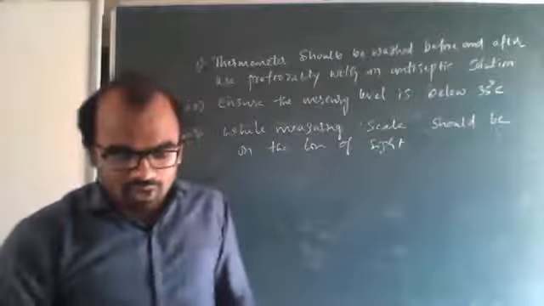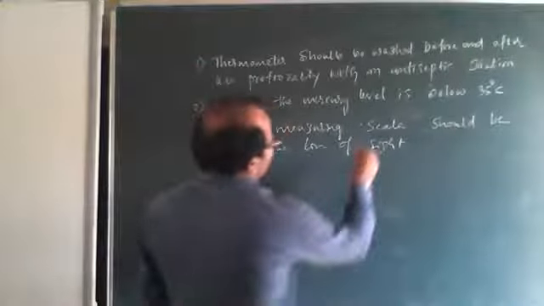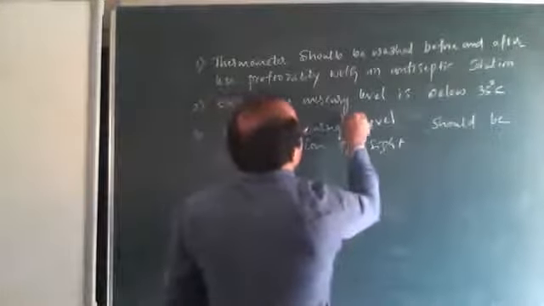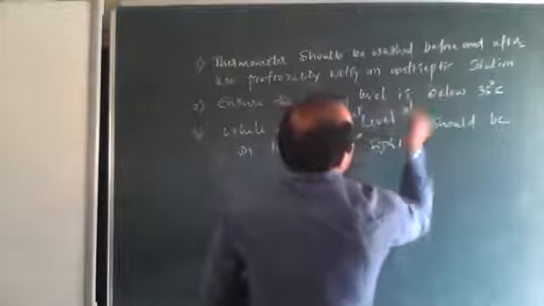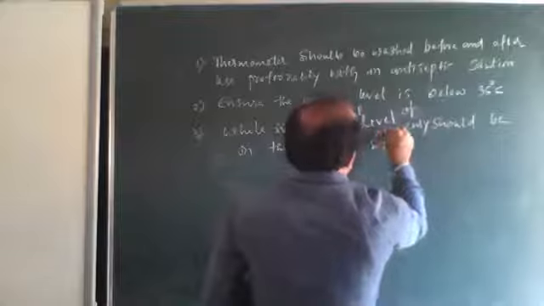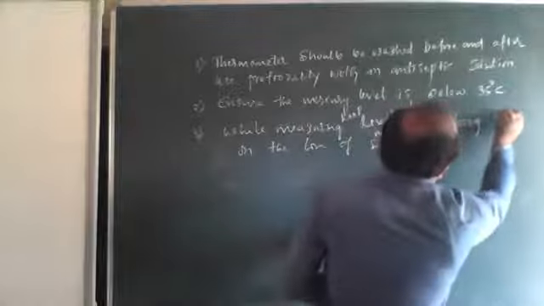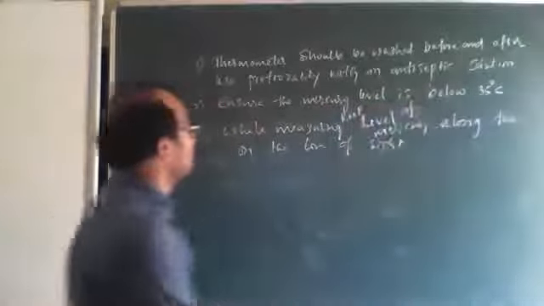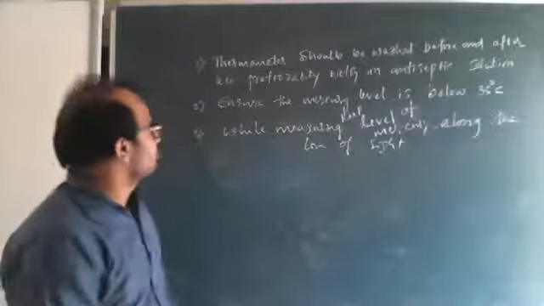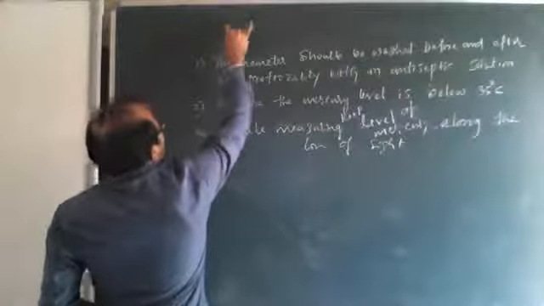So that is why, keeping the level of the mercury rather than the scale, we say it is measuring. While measuring, keep the level of mercury along the line of sight. So these are the first three precautions.